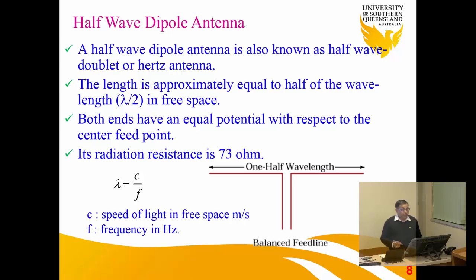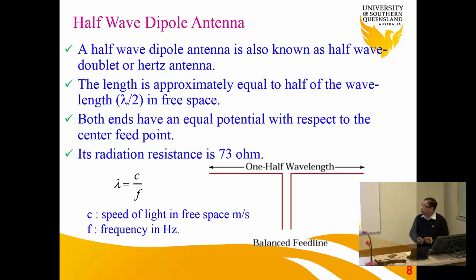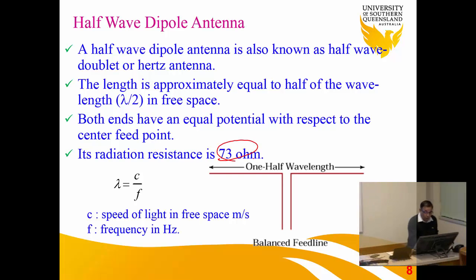Okay? And then I'm coming to the half-wave dipole antenna, also known as doublet or Hertz antenna, as mentioned. The length is approximately equal to half of the wavelength in free space, both ends at an equal potential with respect to the center point. And the radiation resistance is 73 ohm.